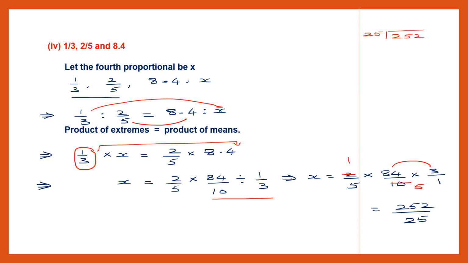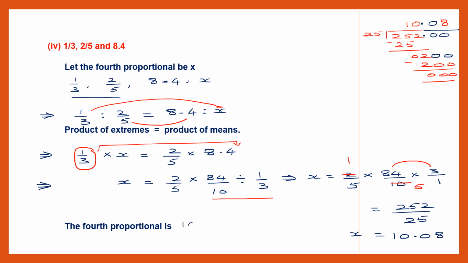Now let's divide 252 by 25 and see what we get. 25 ones are 25, minus 0. Bring down 2. 2 is smaller, so we put a 0. Now let's continue our division. We'll put a point and a 0. Carry that point up, bring the 0 down. Now 20 is smaller than 25, so if I have to continue my division, I put a 0 on top and I can put one more 0 and bring that 0 down. So now my number is 200. 25 into 8 is 200. So our quotient is 10.08. So the value of x here is 10.08, and that is our fourth proportional. So the fourth proportional is 10.08.